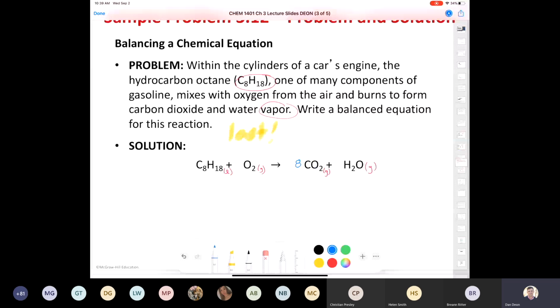What about my hydrogens? I have 18 hydrogens here. I only have 2. What times 2 gives you 18? The answer is 9. 9 times 2 gives you 18. So now my carbons and my hydrogens are completely balanced. Now the last thing I have to do is balance the oxygen. How many total oxygens do we have here? 8 times 2, which is 16, plus 9. So 16 plus 9 is equal to what?